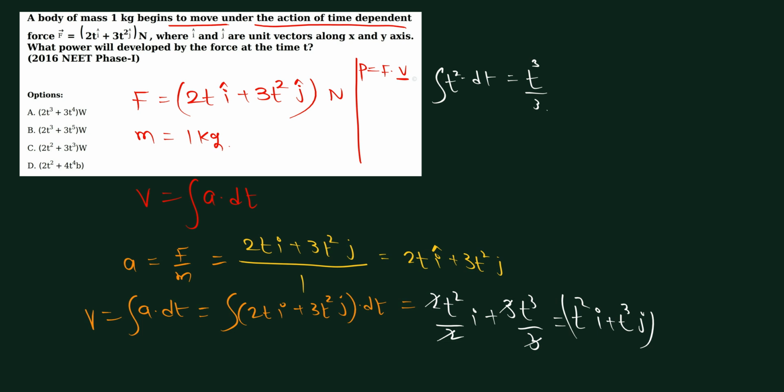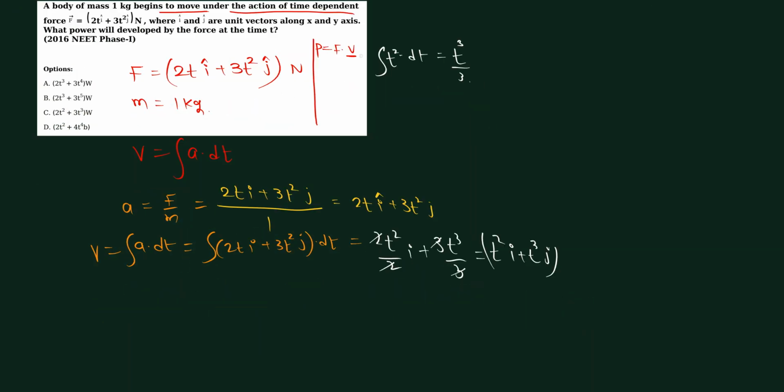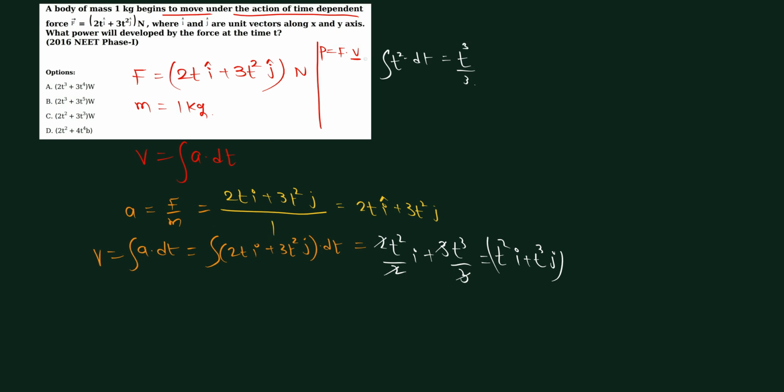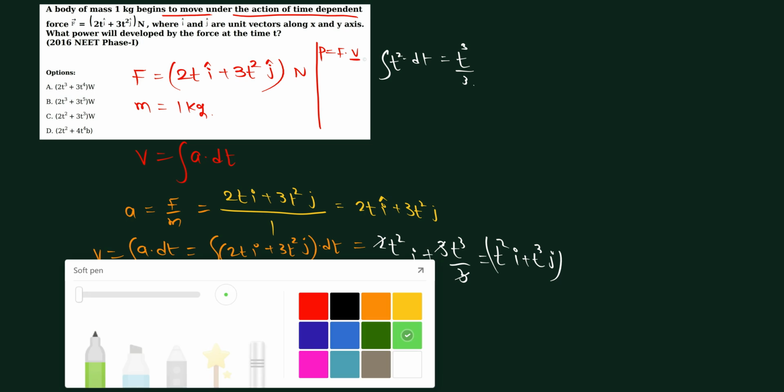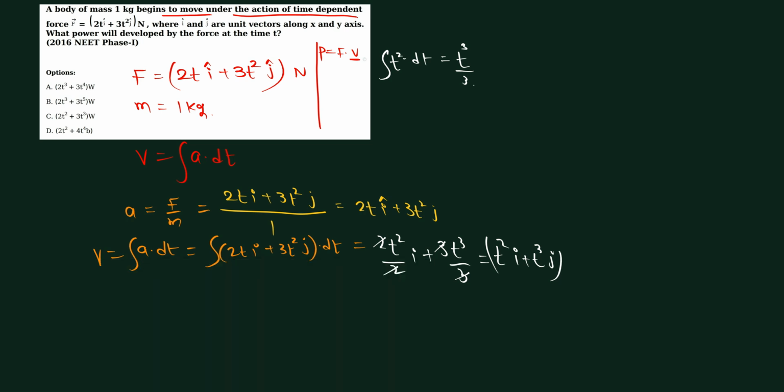Okay. So now to get the power, what is the formula to get the power? Power equals force into velocity. So I am writing here. So what is power? Power equals force into velocity. Force vector dot velocity vector. What is the force vector we have here? That is t square i plus t cube j. So this is the velocity vector. Sorry, this is the velocity vector.